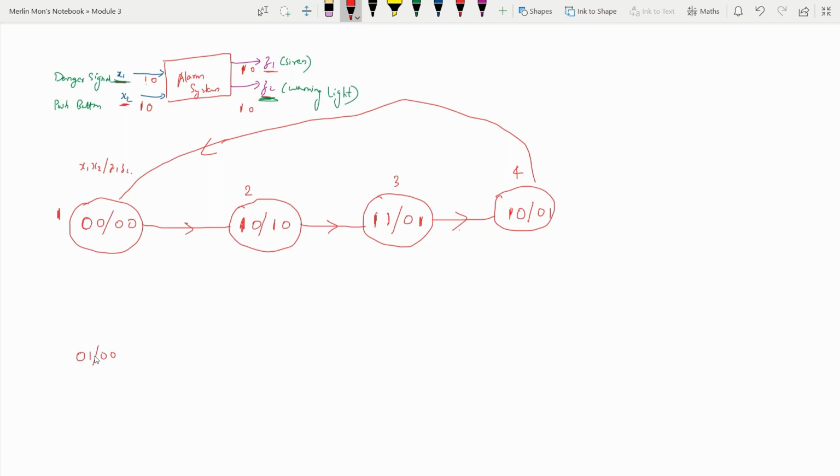So if that scenario occurs, no Z2, that means the warning light should not glow. That will be an additional state which we will name as 5. This happens from state 1. So when everything is all right and there is no problem, somebody accidentally pushes the push button, and from 1 it goes to 5, and suddenly it realizes that since there is no danger signal involved, it goes back to the original state.